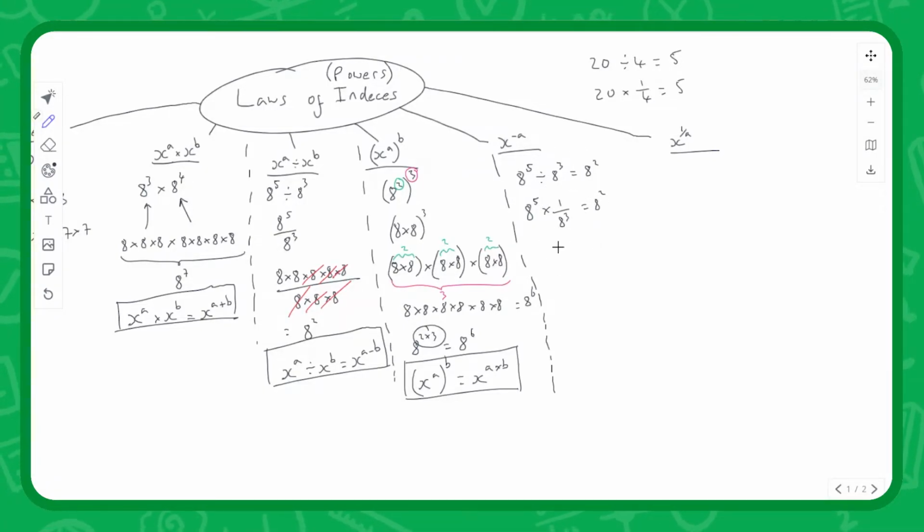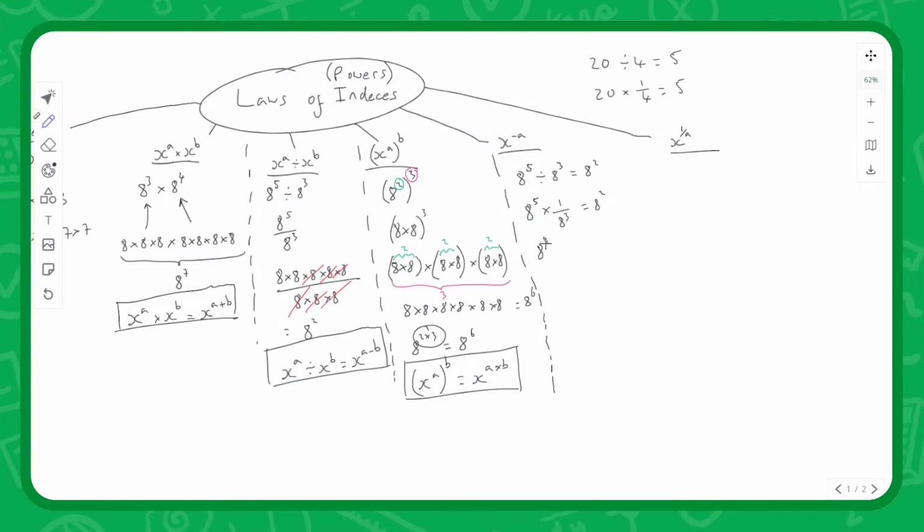And we can also see what we get if we do, for example, 8 to the 5 times 8 to the minus 3. Well, we know from our first power rule that when we times these two things together, we add the powers. And so we end up with 5 plus minus 3 in our new power, which gives us 8 to the 2. Well, if we look at where we're at now, we've started off with 8 to the 5 in both cases, and we've ended up with 8 to the power of 2 in both cases, or 8 squared.